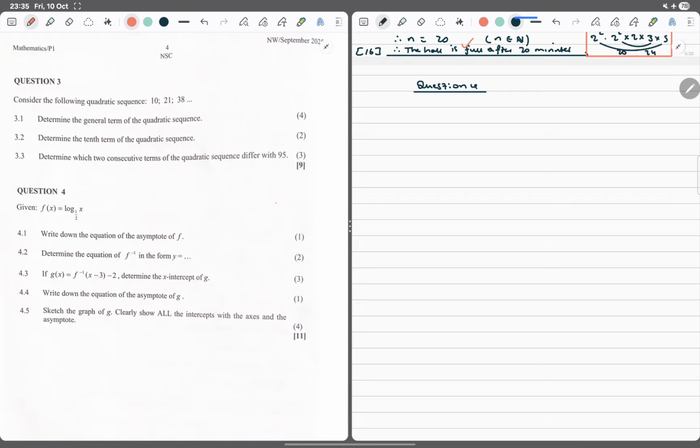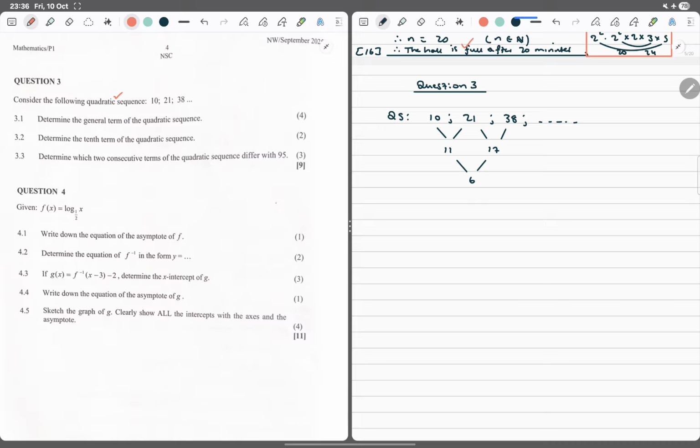So question 4, why am I jumping? Sorry, question 3. Now question 3, we are told that this is a quadratic sequence. Again, this is very nice to know. So we've got 10, 21, 38, and it goes on. But once we know the signature, we can go ahead and do stuff. 21 minus 10 is 11. 38 minus 21 is going to be 17. And we know that the difference between these two is going to be the common second difference. 17 minus 11 is 6.